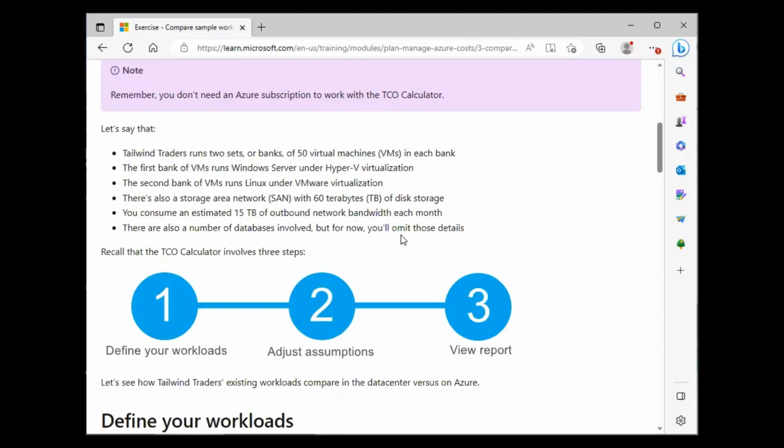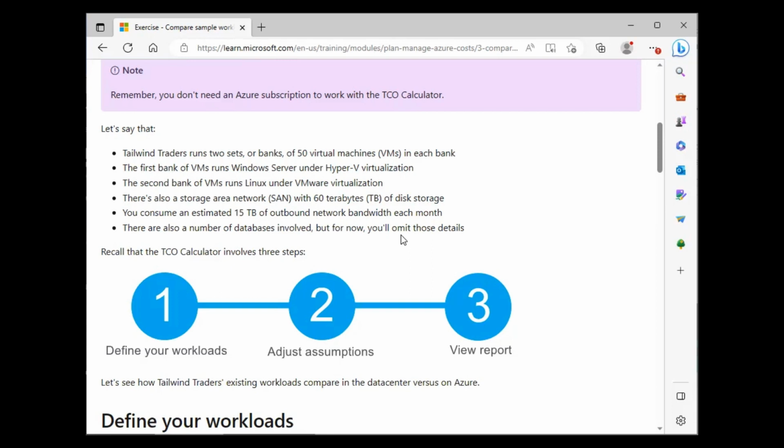TableTrader runs two threads on banks of 50 virtual machines. In each bank, the first bank of virtual machines runs Windows Server under Hyper-V virtualization. The second bank of VMs runs Linux under VMware virtualization. There's also a storage area network, SAN, with 16 terabytes of storage.